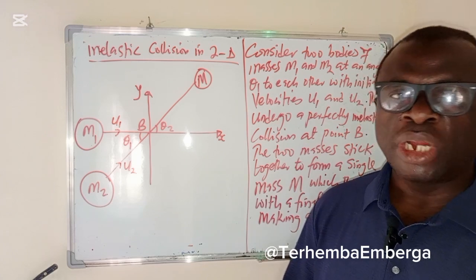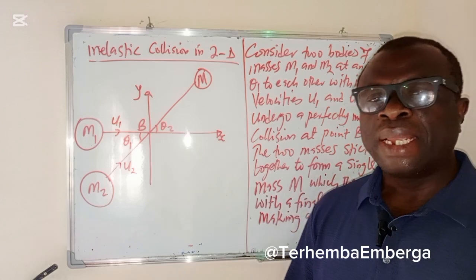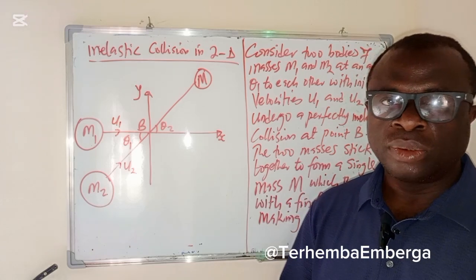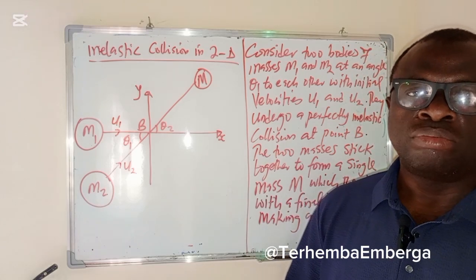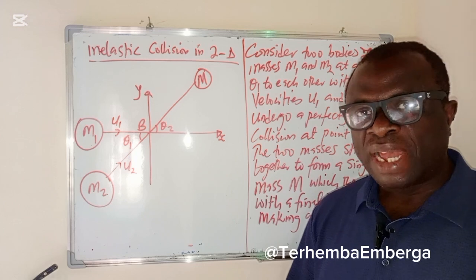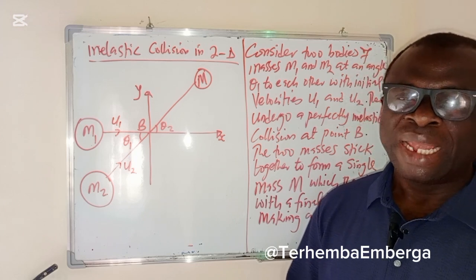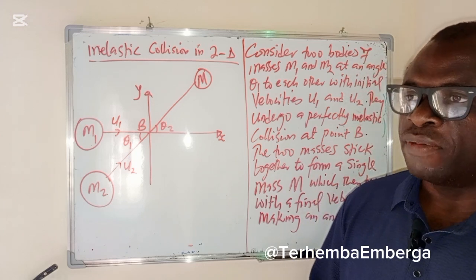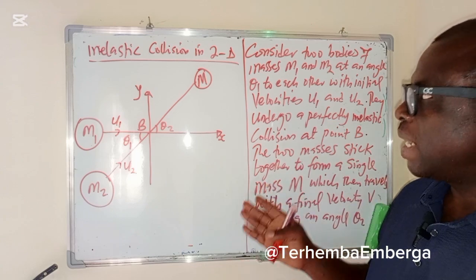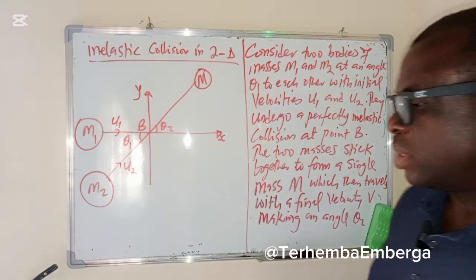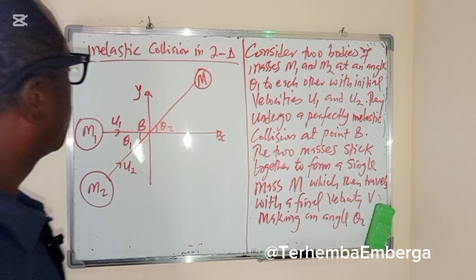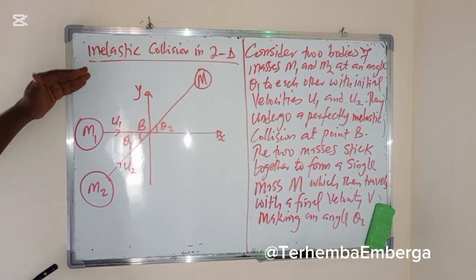To refresh our memory, we know that in the case of inelastic collision, only momentum is conserved after the impact. Kinetic energy is not conserved. So in the case of inelastic collision in two dimensions, let's look at this diagram on the board.